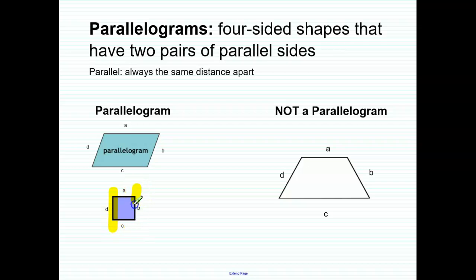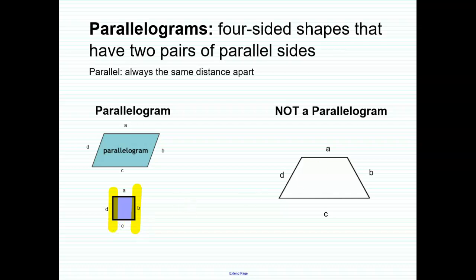You're right. It is parallel because look, it's going the exact same direction. If these lines continued on forever, they would always stay the same distance apart. They would never get closer together. So D and B are parallel, and A and C are also parallel.